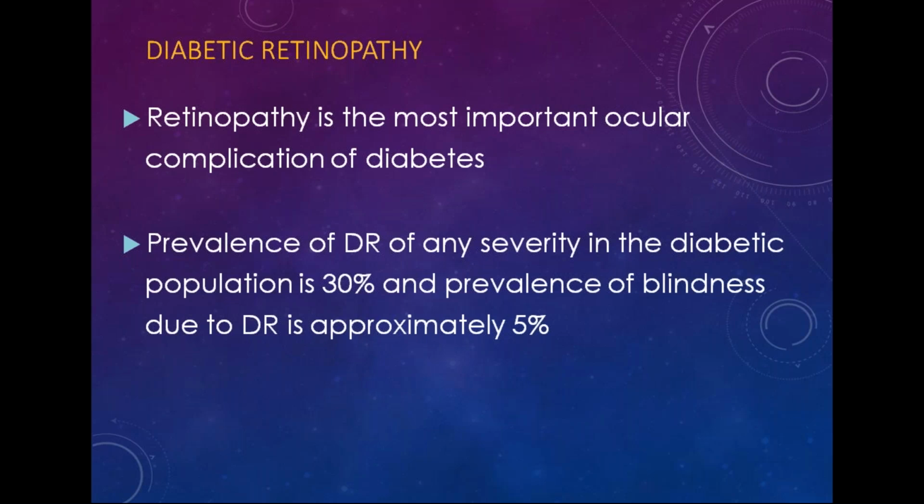Retinopathy is the most important complication of diabetes. Prevalence of diabetic retinopathy of any severity in the diabetic population is 30%, and prevalence of blindness due to diabetic retinopathy is approximately 5%.